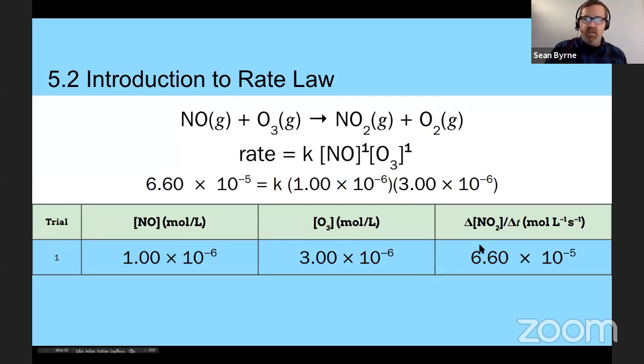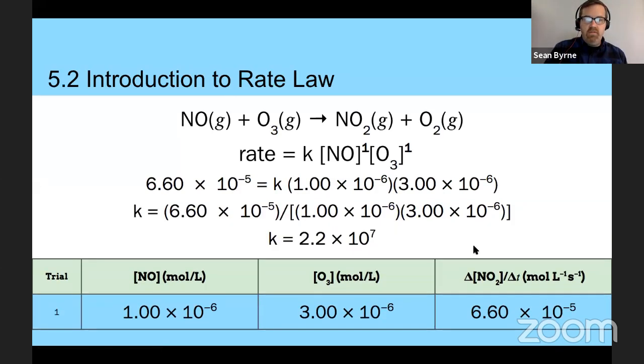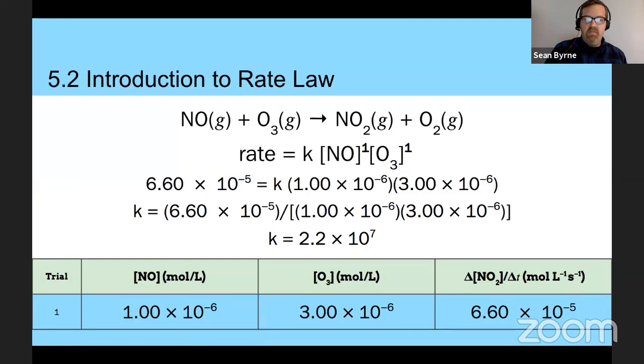So what I've done here is I've plugged in my rate on this side. I've plugged in my concentrations. I'm going to solve for k first, and then I should get a value for k of 2.2 times 10 to the 7th. It's a very large number, which is fine. I should be comfortable with that. So I'm going to flash these up on the screen. I'm going to encourage you to stop the video and pick number 2, number 3, or number 4. Just pick one of those numbers, whatever your favorite number is, and confirm that you got 2.2 times 10 to the 7th.